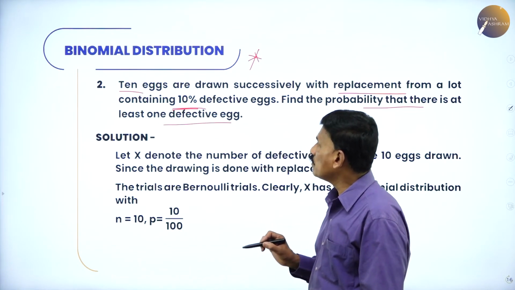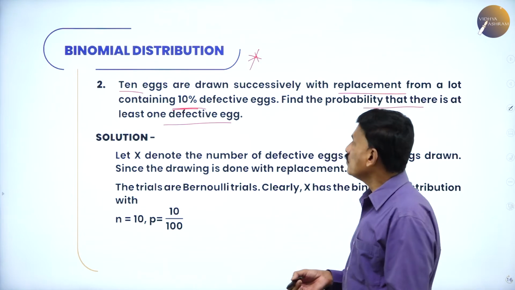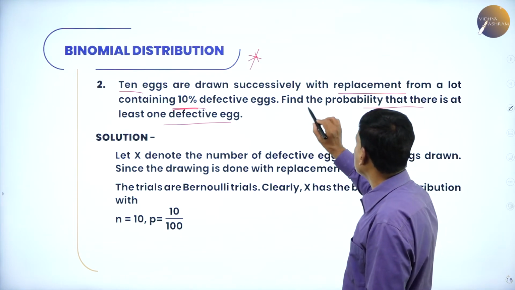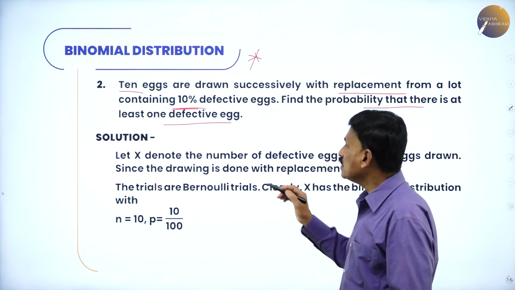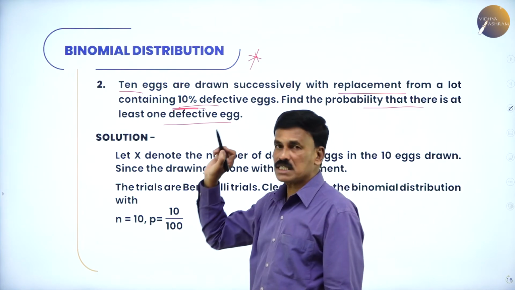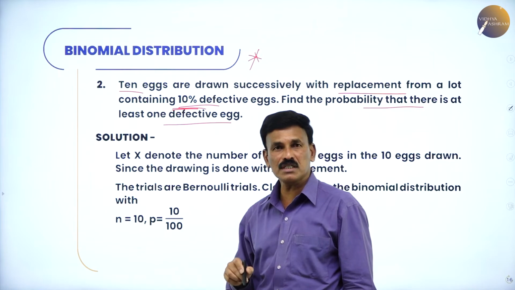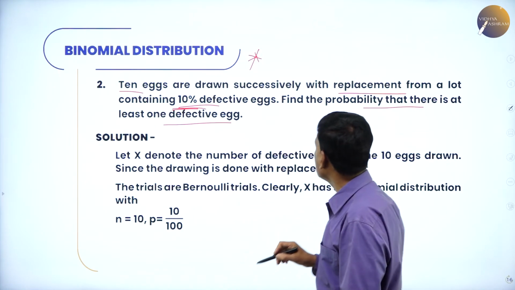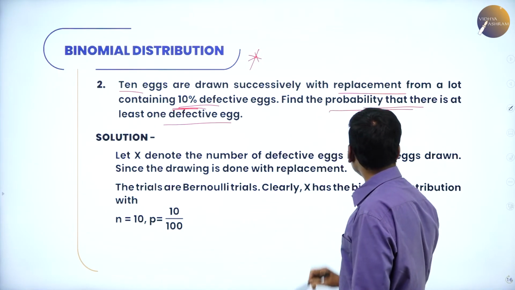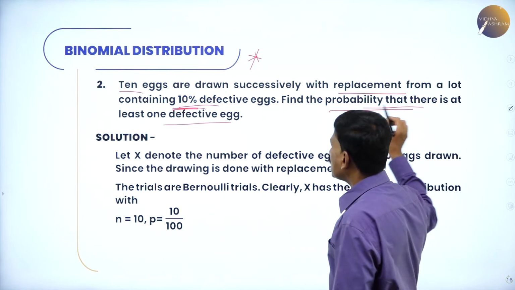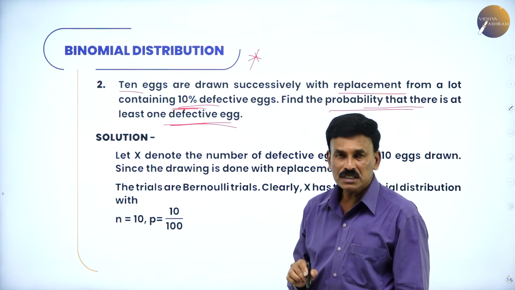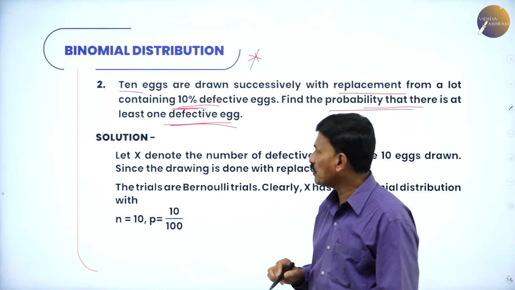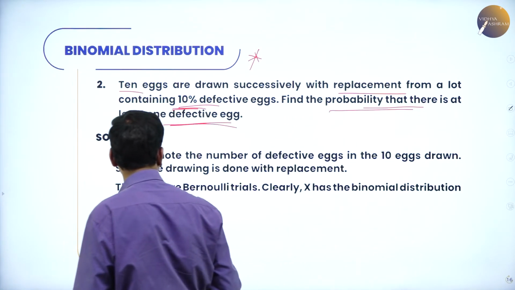So what is the problem? We are going to draw 10 eggs successively with replacement from a lot containing 10% defective eggs, and find the probability that there is at least one defective egg. For that we are going to find the probability of getting at least one defective egg.